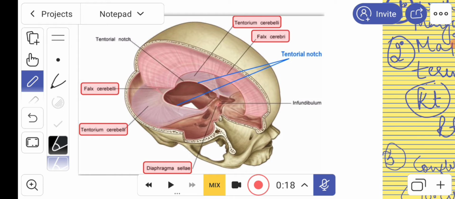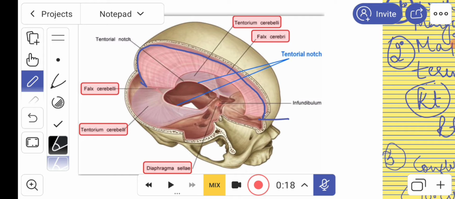Three are the main things to remember related to the venous sinuses. First of all, it lies within the attached margins of the falx cerebri. Falx cerebri is a sickle-shaped dural fold that lies at the midline, or the mid-sagittal section, and this is the attached convex margin of the falx cerebri.